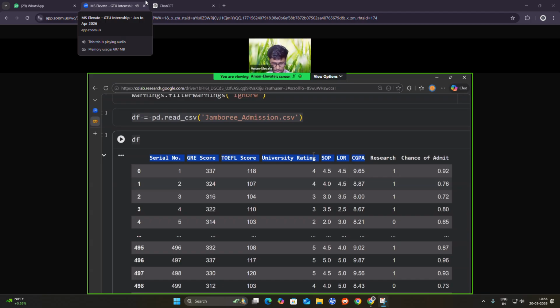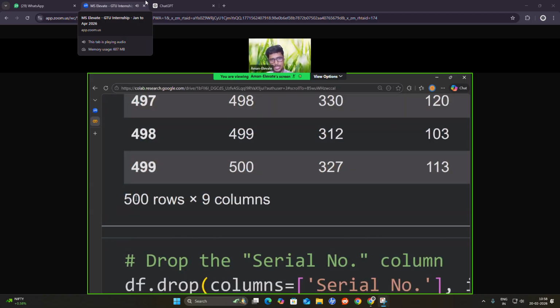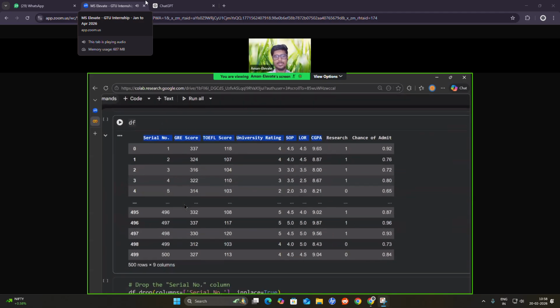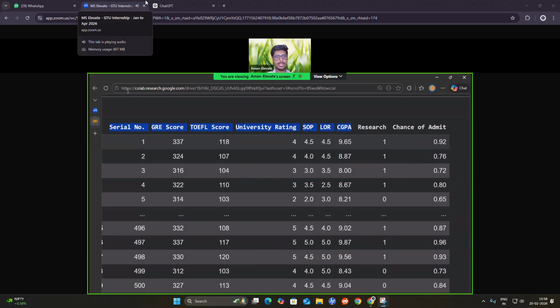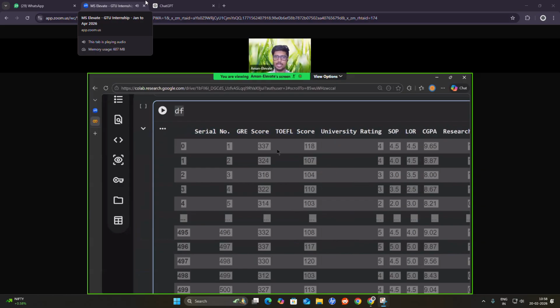I have this small data set, which only contains 500 rows. It's really small, but we can cover most of the concepts through it. This is how the data set looks like. The first is serial number, second is GRE score, then TOEFL score, then university ranking, then SOP, LOR, CGPA, research. If he has done some research, then it's 1. If he has not, then it's 0. Then there is chance of admit, the chance of taking admission.